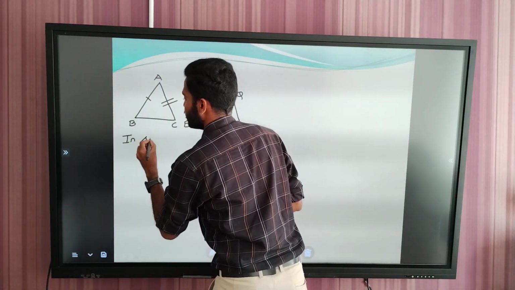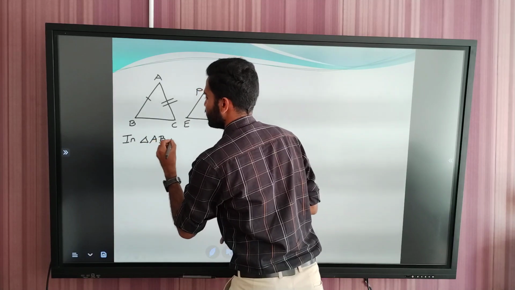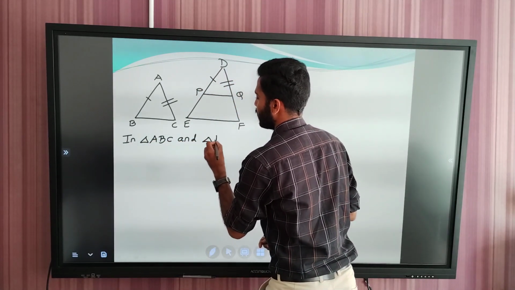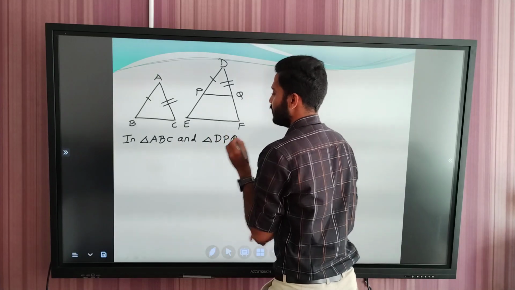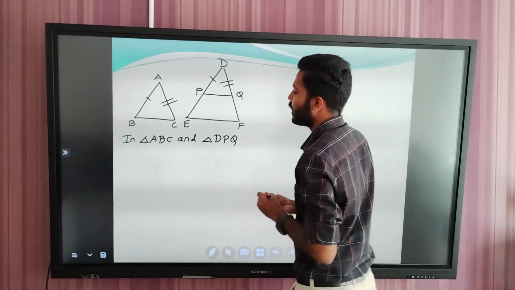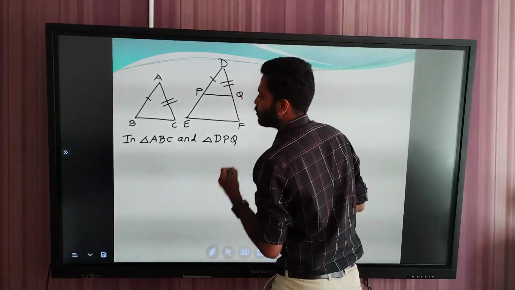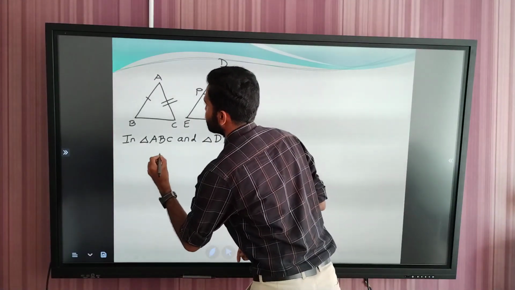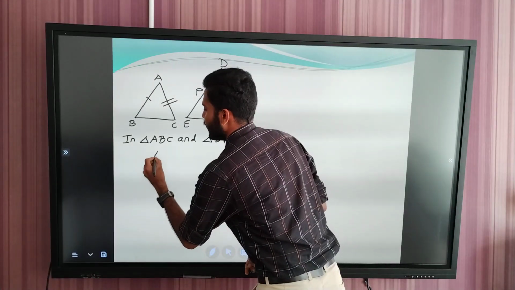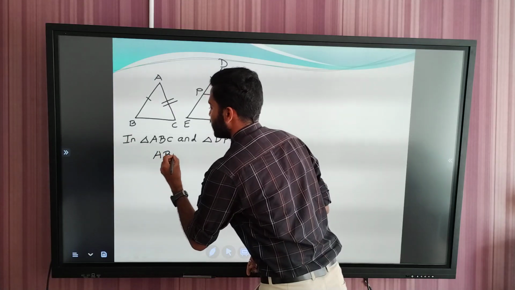In triangle ABC and triangle DPQ. So I've considered these two triangles, triangle ABC and triangle DPQ. Now I'll try to prove that they are congruent. I already know that AB is equal to DP.